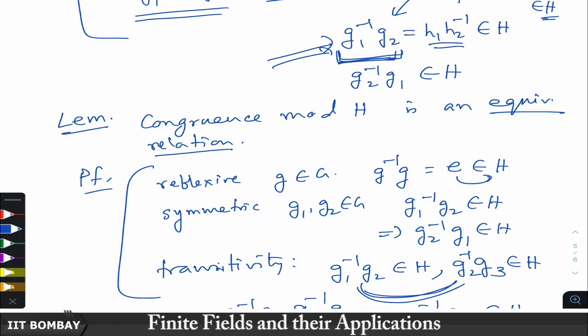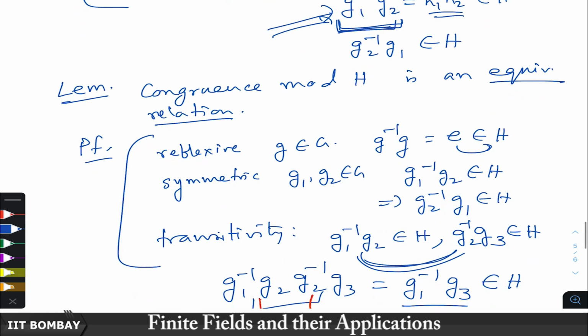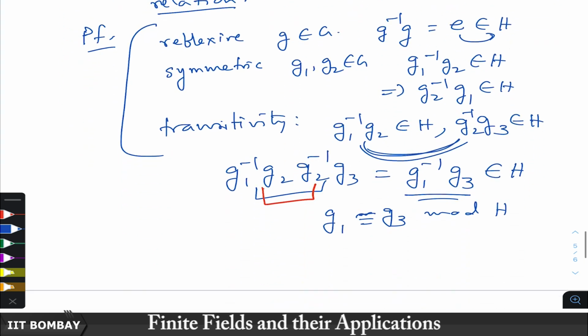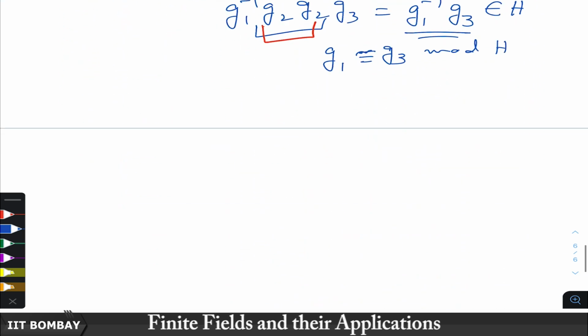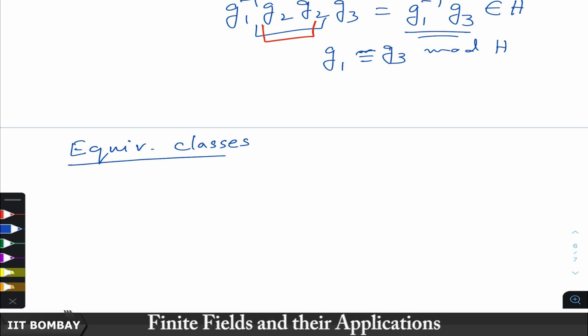So, these three conditions are satisfied. So, this is an equivalence relation, and it will give us equivalence classes. What are those equivalence classes? Those equivalence classes are exactly the left cosets of H. And to see this, let us write down the equivalence classes. What is the equivalence class? So, equivalence classes under this relation.